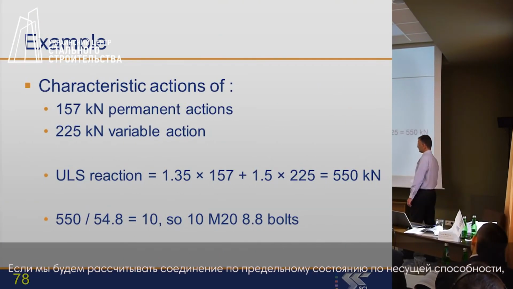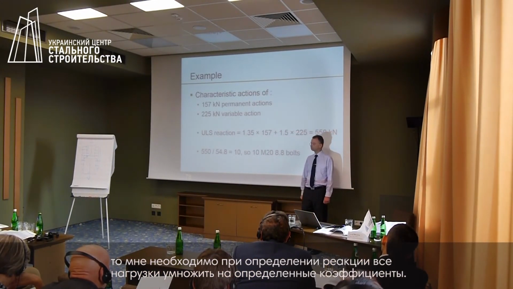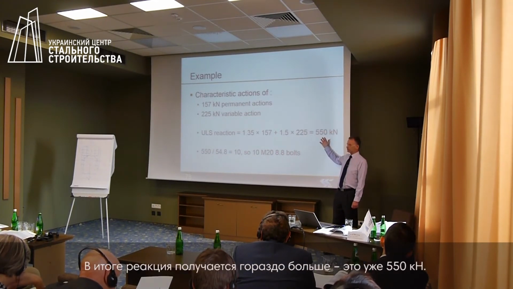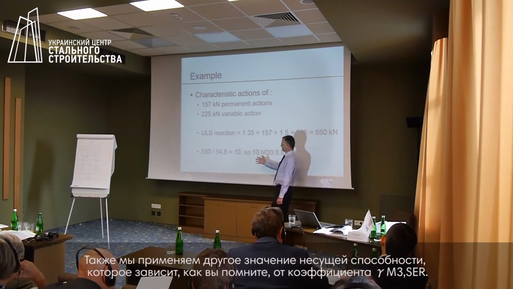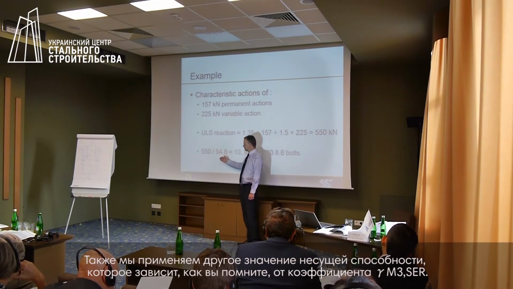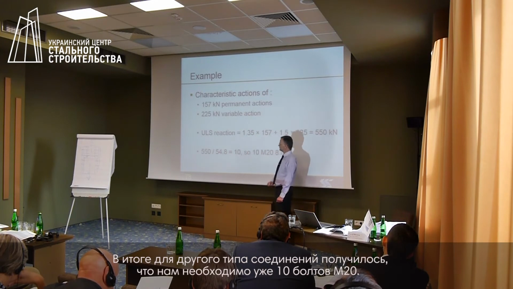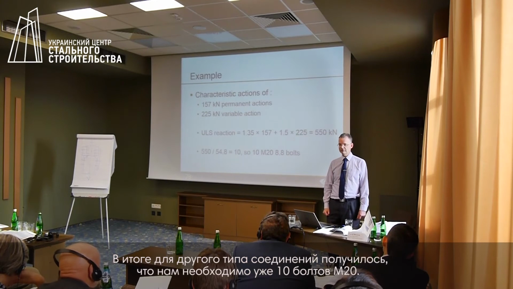If I calculated non-slip at ultimate limit state, then I need to factor these shear forces. So my ultimate shear is now significantly more, 550 kilonewtons. I have a different value per bolt, because remember this depends, is it gamma M3 or gamma M3 SER? So a different value here, and for this different category of connection, apparently I would need 10 bolts.